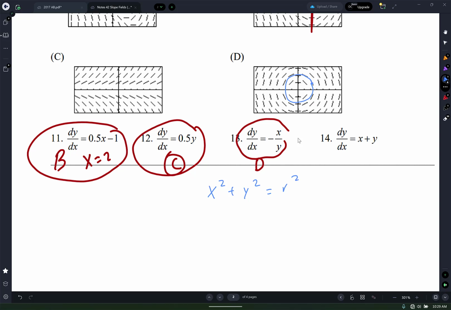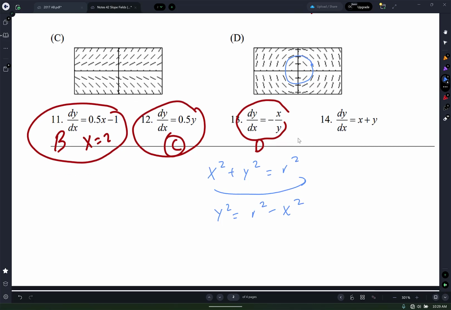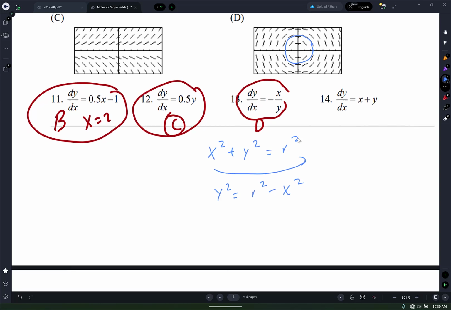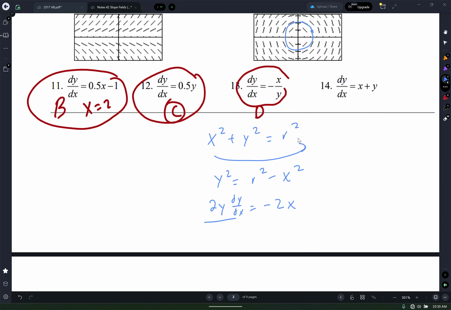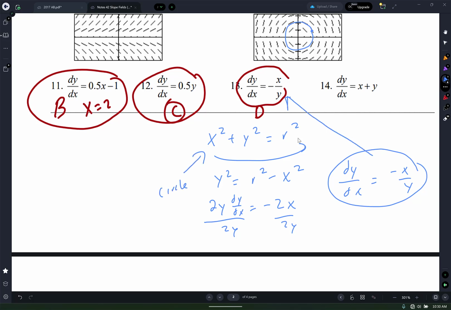If I were to take a derivative, look at this. I'm going to move the x squared to the right. y squared equals r squared minus x squared. Should I take the square root? No, leave it like that. I'm going to take a derivative with respect to x. 2y dy dx equals, the derivative of r squared is 0, negative 2x. Are we still okay? I'm taking the derivative with respect to x, guys. Divide by 2y, divide by 2y. Look at this. dy dx equals negative x over y. OMG. And we just said this is a circle. Notice how everything is connected. Isn't that cool?